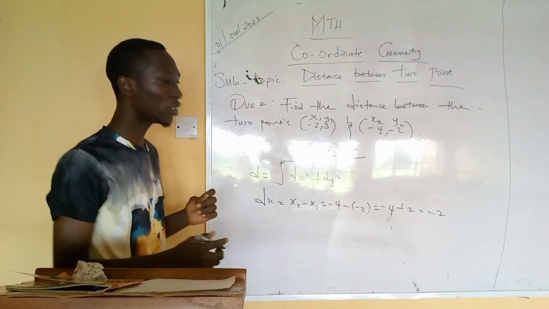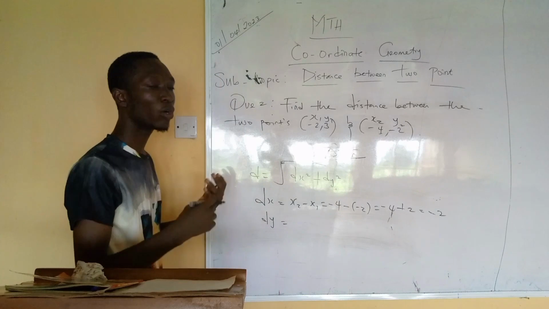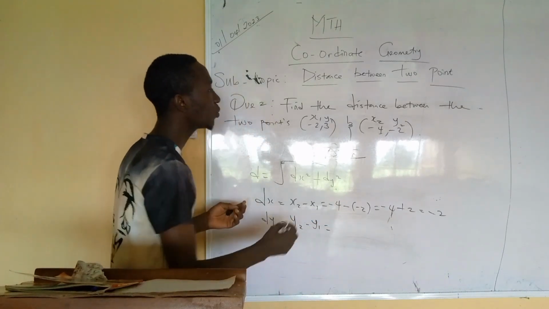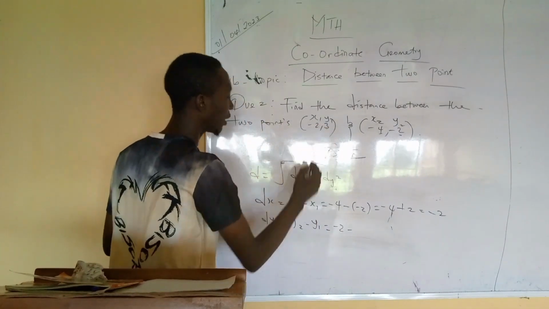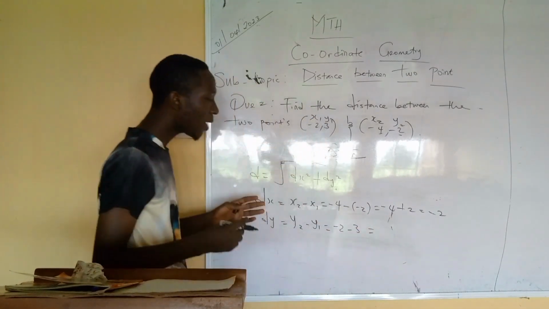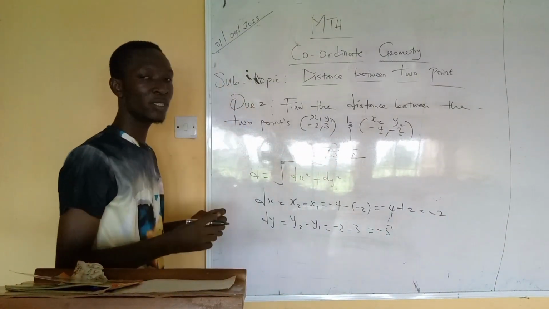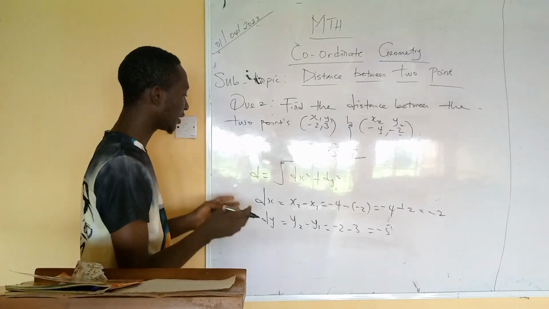Now the next thing we look for is what? Change in y. So our change in y is also the same thing, which is y2 minus y1. Now what is y2? Y2 is minus 2 minus y1, which is 3. So minus 2 minus 3 is what? Minus 5. If you punch that into your calculator, that's what you get. Now we are done with getting our change in x and change in y.